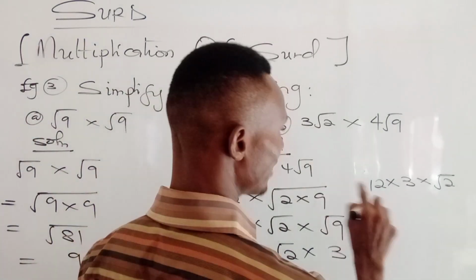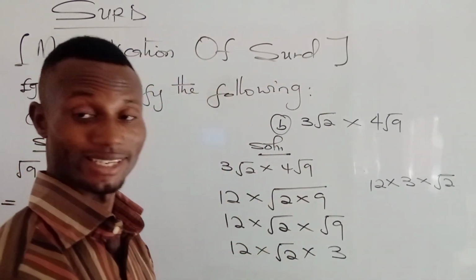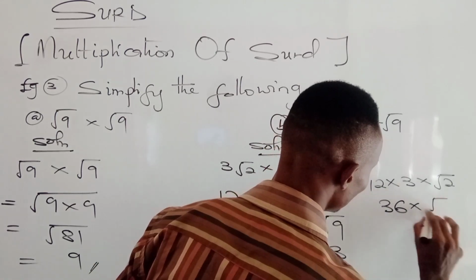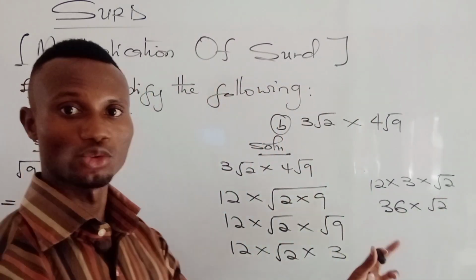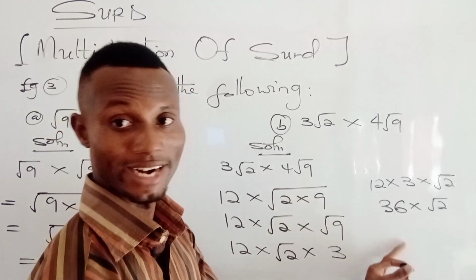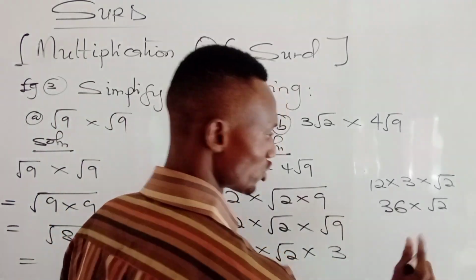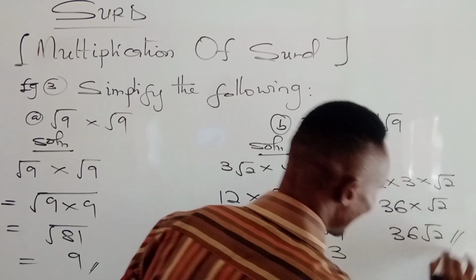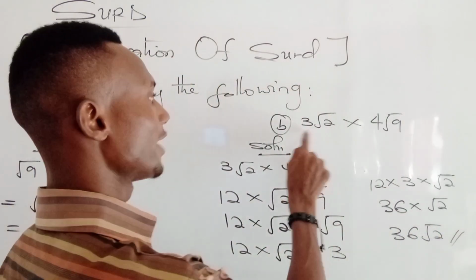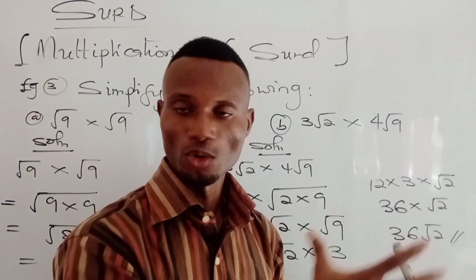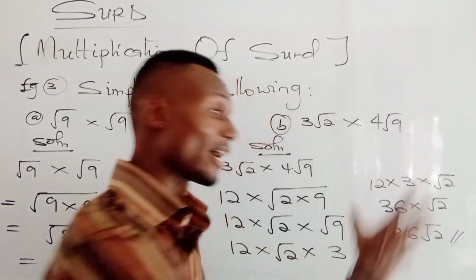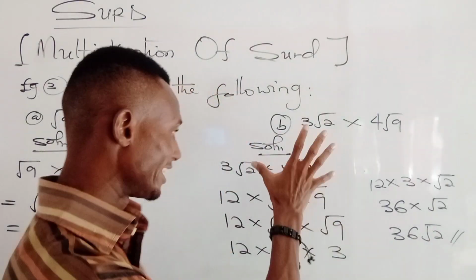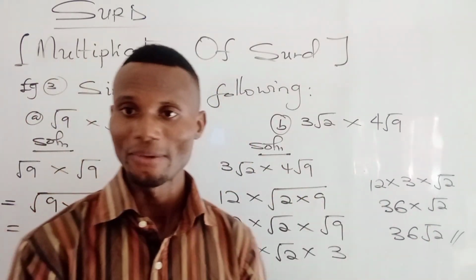So let's simplify further. 12 times 3 gives 36. I hope you agree with me. So I'm going to have 36 times root 2. Now let's do our final multiplication and get our final answer. 36 times root 2 is going to give me 36 root 2. So this is your final answer for simplifying 3 root 2 times 4 root 9. If you type this whole thing on the calculator, it will give you a straight answer, which is 36 root 2. And this is the process to go through to arrive at the answer.